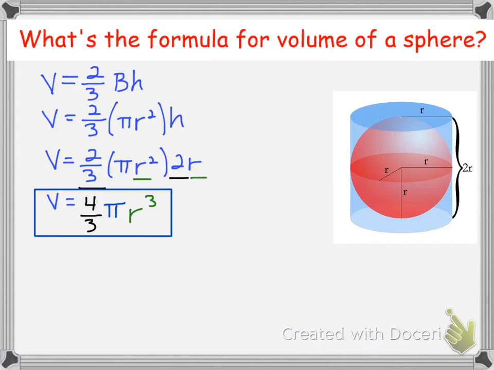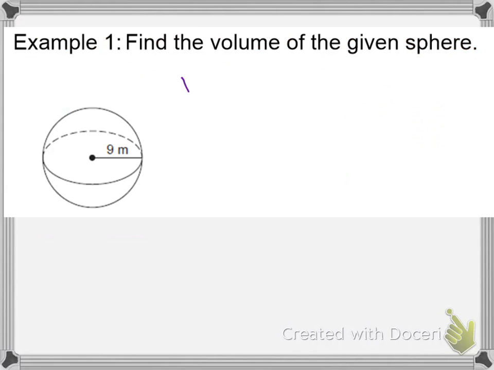You've just simplified your formula, and this is the volume formula for a sphere. So long as you know the radius, if you take 4/3 pi, radius cubed, that will give you the volume for your sphere. So let's try a couple examples.